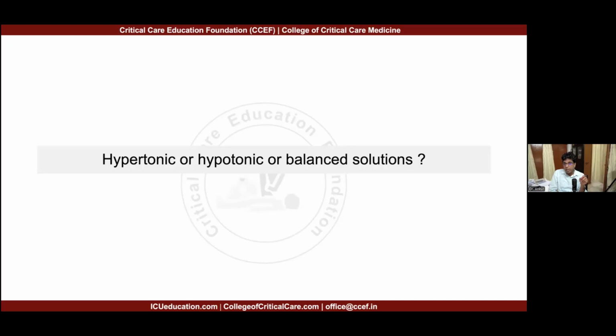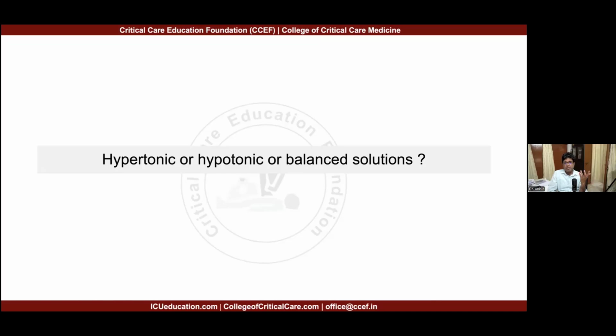The second concept was that the major concern with isotonic fluids is that they will cause normal anion gap metabolic acidosis, which is hyperchloremic metabolic acidosis. So when they looked at whether the problem in these patients is because of hypernatremia or hyperchloremia, they found that it's the chloride which is causing a major concern.